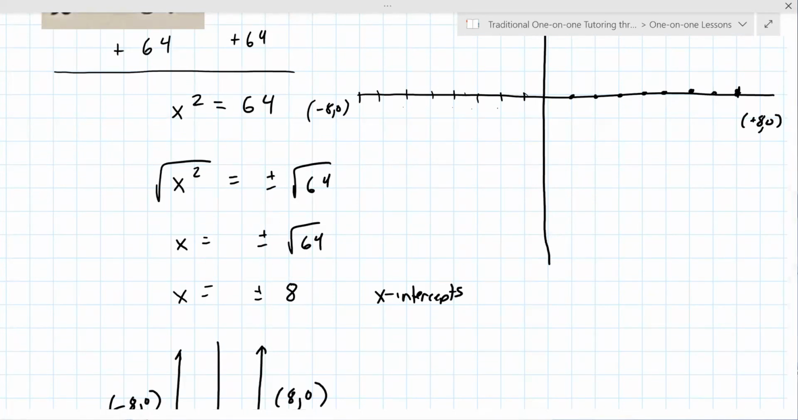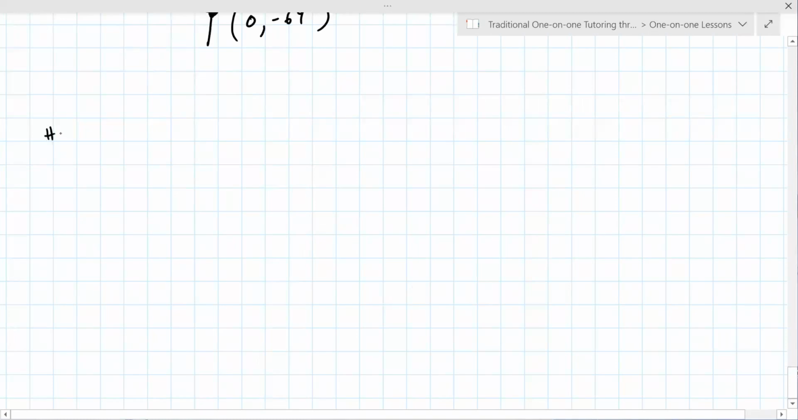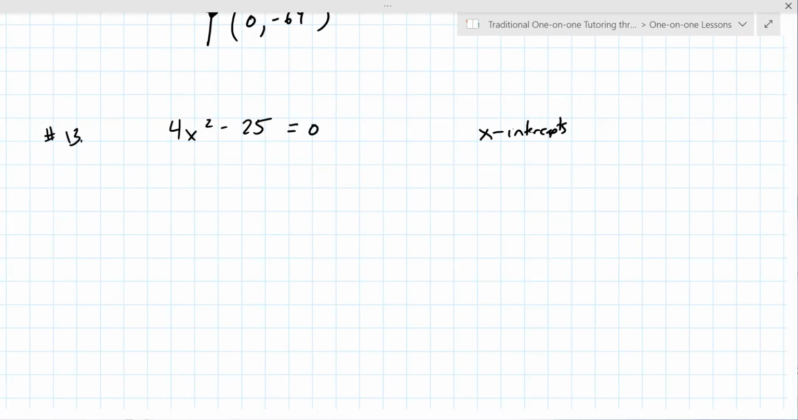So let's go back and look at 13. It says 4x squared minus 25. And the first thing we find are the x-intercepts. So you do this by setting it equal to 0. Okay, so I have to write it down.